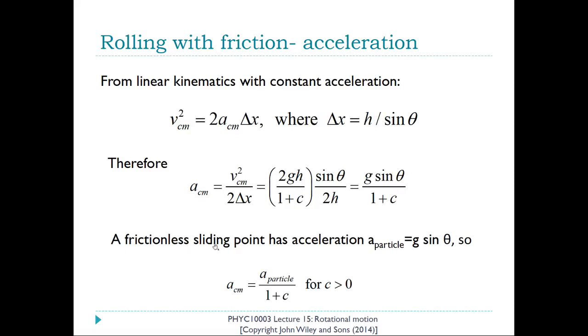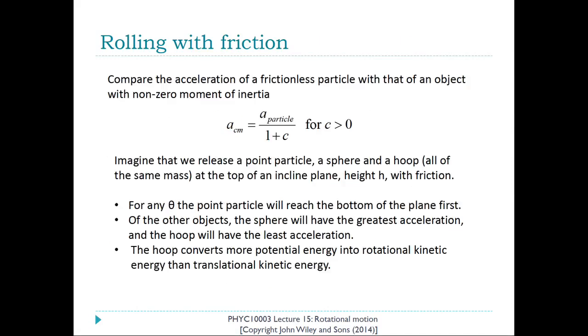So a frictionless sliding point particle has an acceleration equal to g sine theta. So therefore we can see that the acceleration of the center of mass is equal to the acceleration of the particle divided by 1 plus c. And again, c is something above 0. It has some kind of value for that moment of inertia. Otherwise, it'd simply be the same. So if it's a little bit confusing, go back with your pen and paper. I cannot emphasize this enough. Be working through that as we're going through these slides.